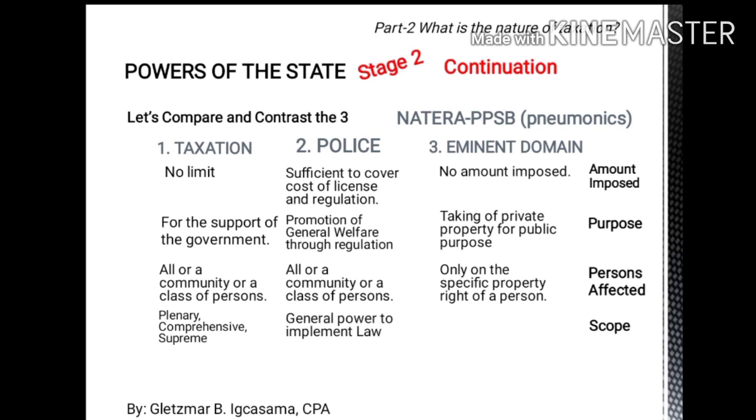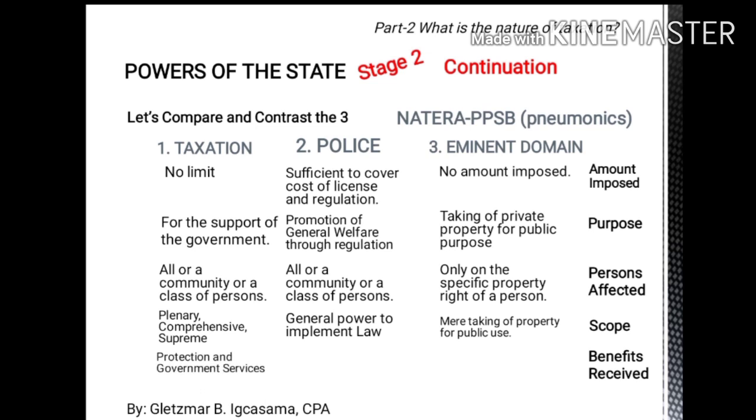Let's go to the police power. Its scope is a general power to implement the law. Ang eminent domain, the scope is just mere taking of property for public use. And the last, the B, is the benefits received by the citizens because of these powers.